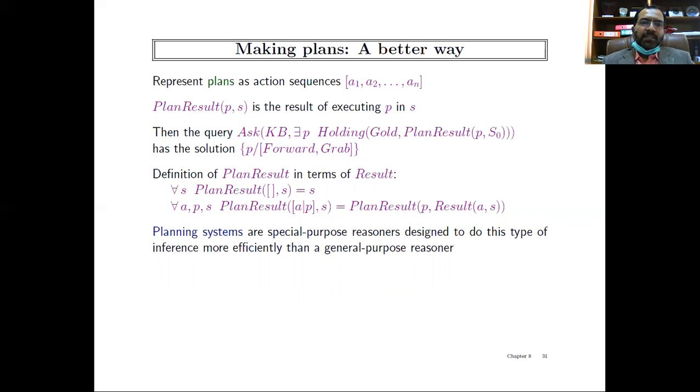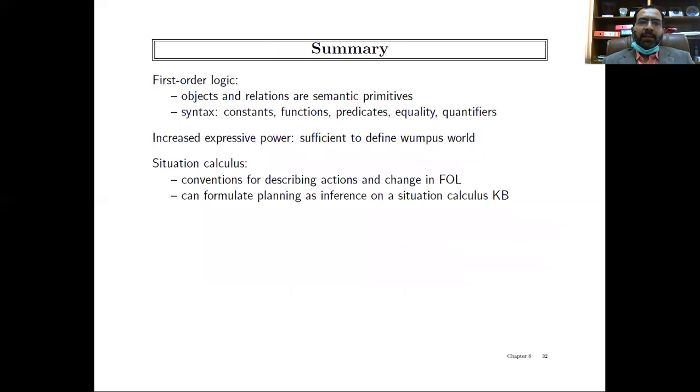Planning systems are special purpose reasoners designed to do this type of inference more efficiently than a general purpose reasoner. So one is called general purpose reasoning and the other is called specialized. Planning systems are normally used for a specialized sort of reasoning.